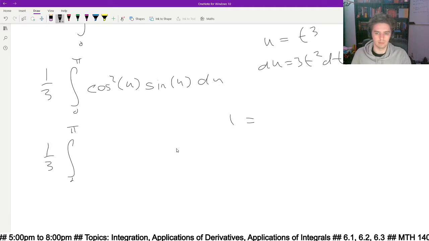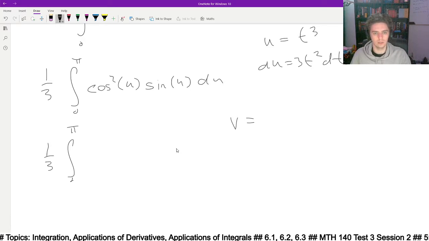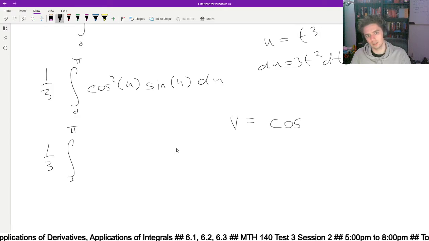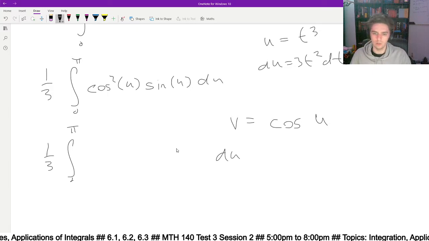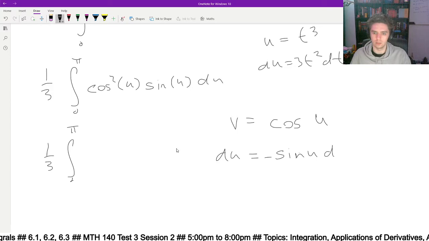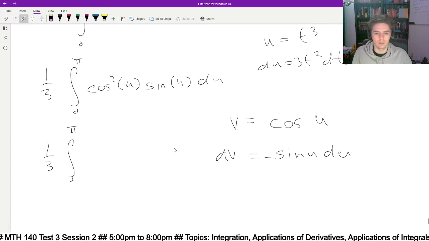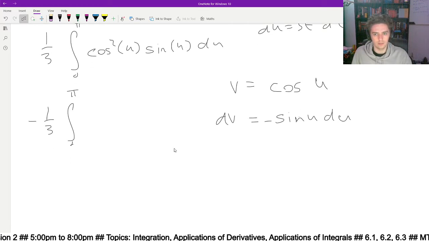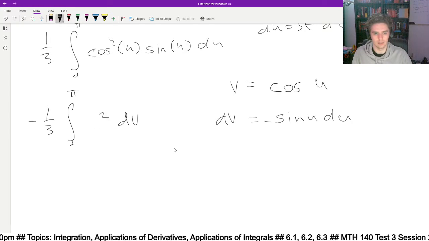So I'll say v equals, I guess I'll try cos. Yep, I guess I'll say cos. I don't think it actually matters. Well, maybe it'll matter. Cos u. So dv equals negative sine u du. So this will be -1/3, right? The integral of v squared dv.